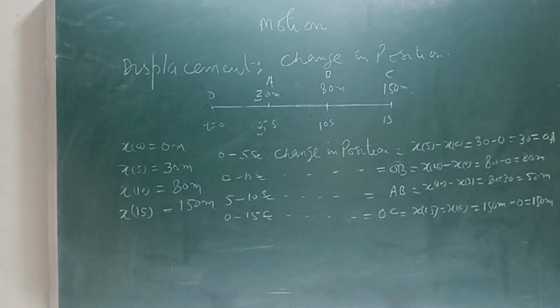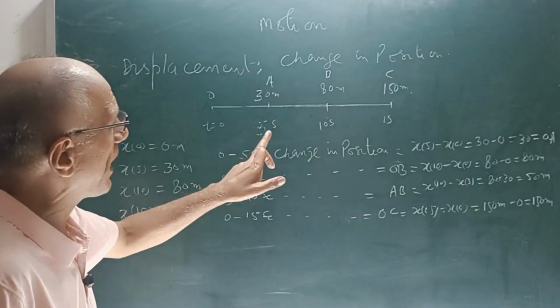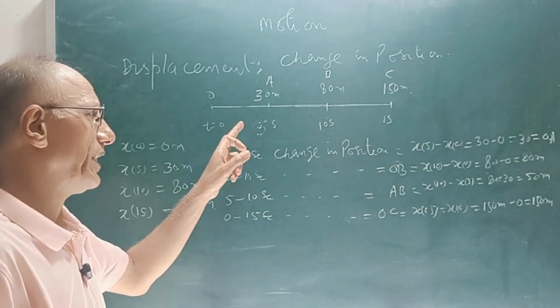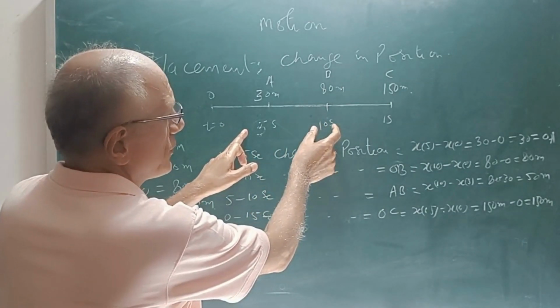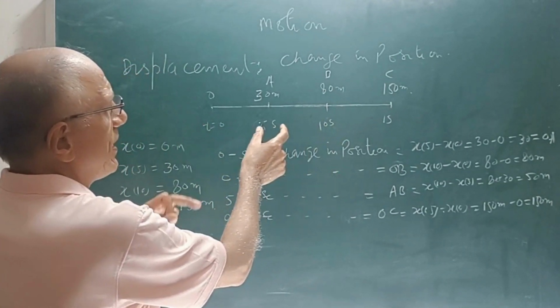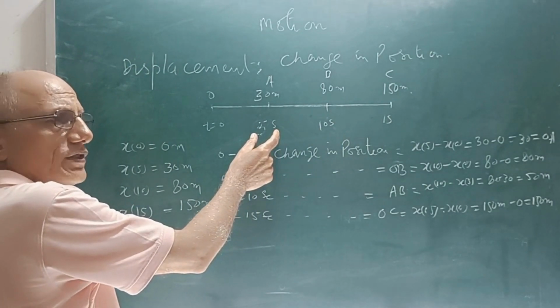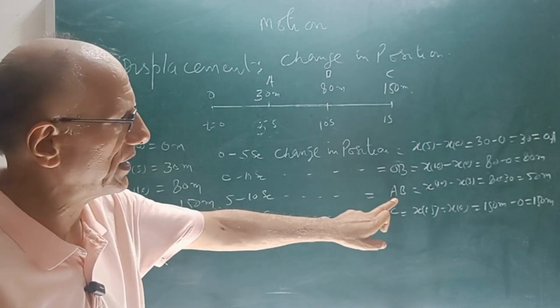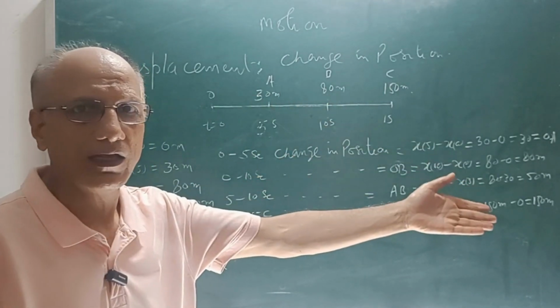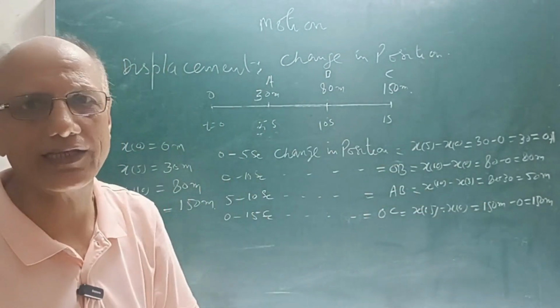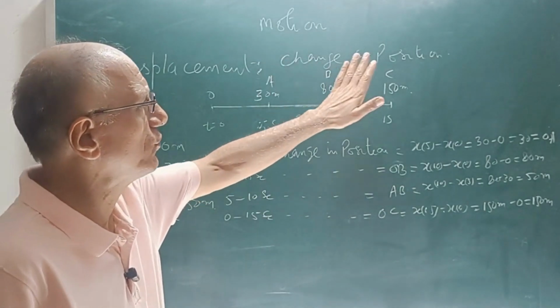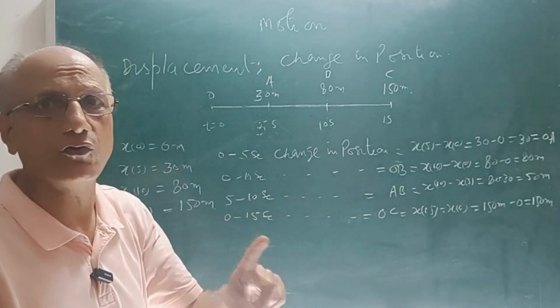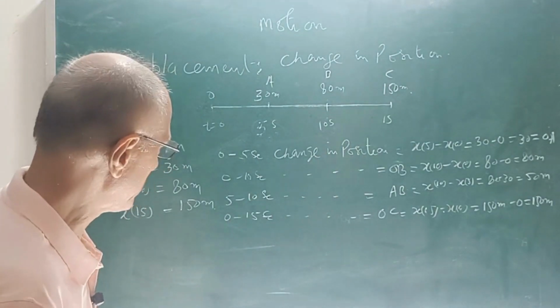What is the displacement during 5 to 10 seconds? Again, change in position: position at 10 seconds minus position at 5 seconds. That is the distance between A and B. So this is AB, that is 50 meters. So there is no need of saying shortest. It is just to find the change in position during the two intervals of time.